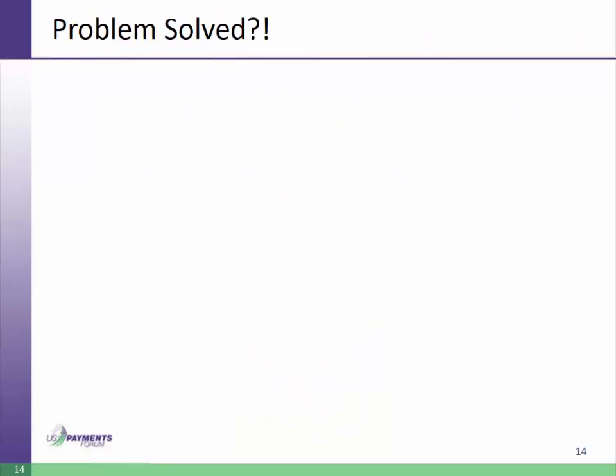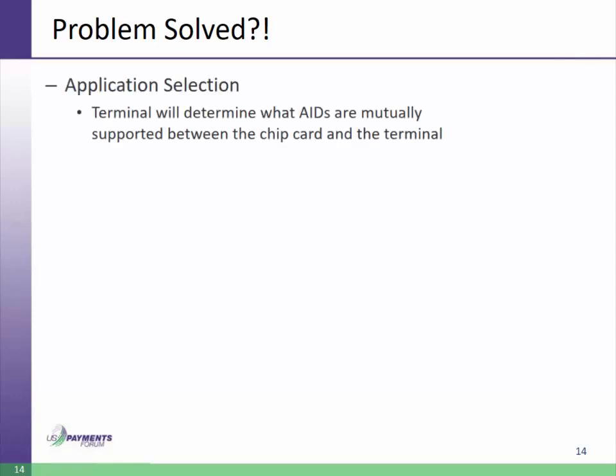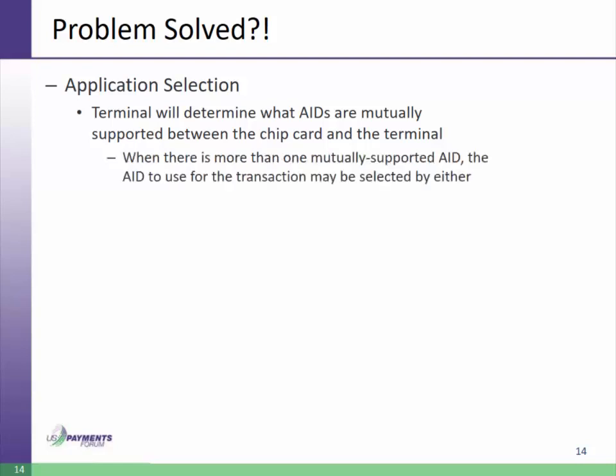Now that we have U.S. Common Debit AIDs on our U.S.-issued debit chip cards, the problem is solved, right? Well, there's just a little more to it than that. When a transaction is initiated by a chip card at a chip-enabled terminal, standard EMV processing dictates that the terminal must determine what AIDs are supported by the chip card and the terminal. Then, a mutually supported AID must be selected for the transaction by either the merchant via parameters set up in the terminal or by the cardholder.